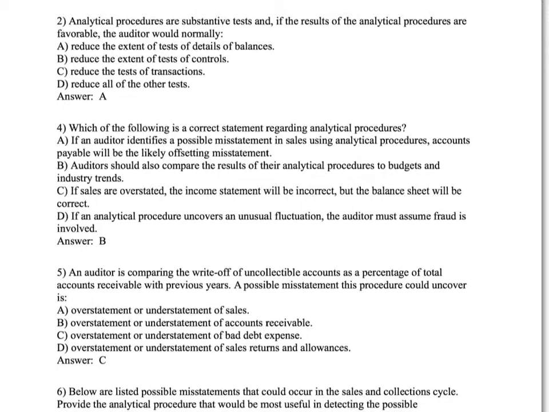Number 5, an auditor is comparing the write-off of uncollectible accounts as a percentage of total accounts receivable with the previous year. A possible misstatement this procedure could uncover is an overstatement or understatement of bad debt. So when you're looking at these amounts written off and looking at it compared with the previous year, you probably want some consistency in this number. Why would it be so inconsistent? So it's just a possible way to uncover these misstatements.